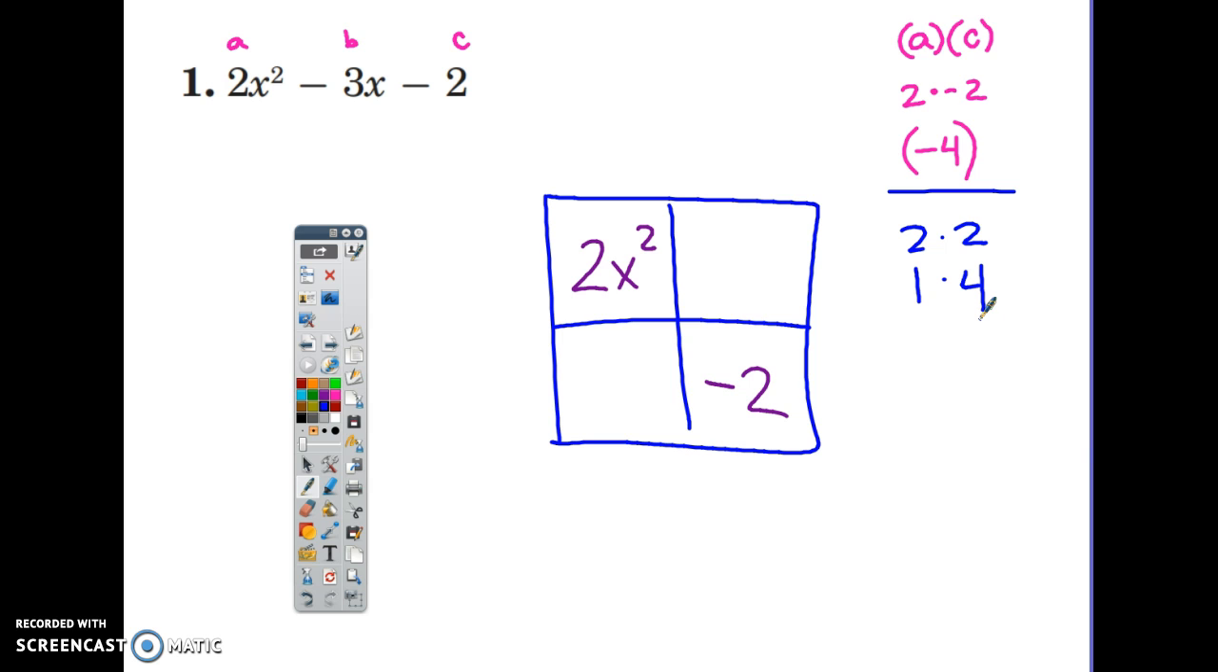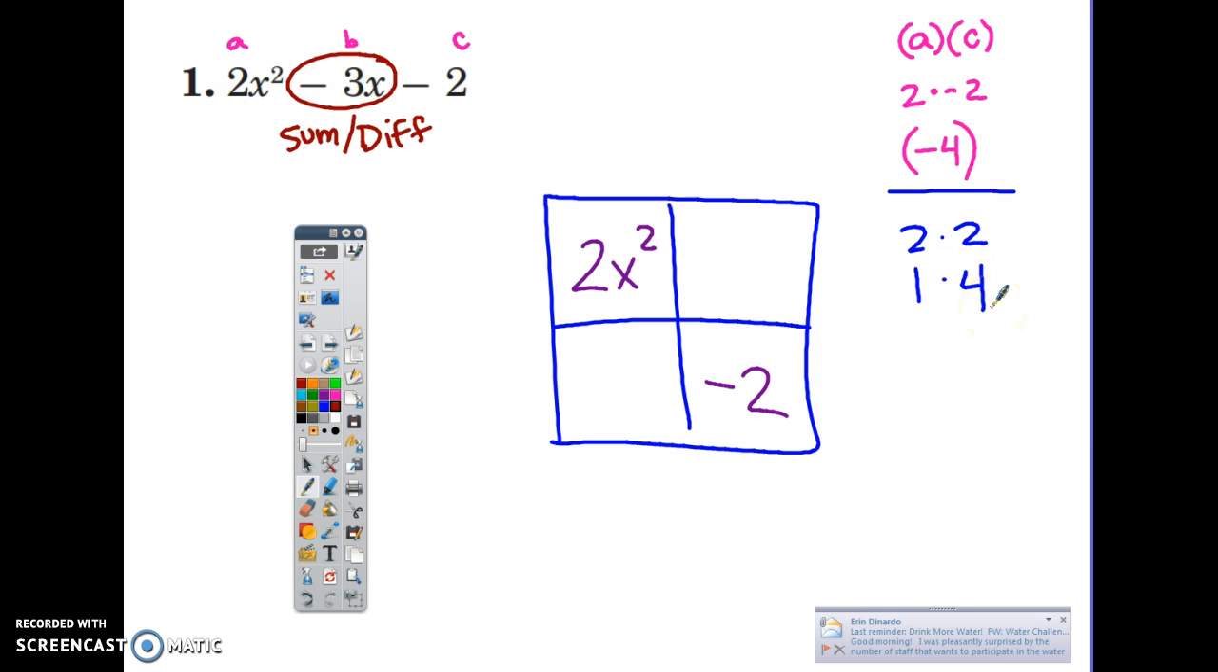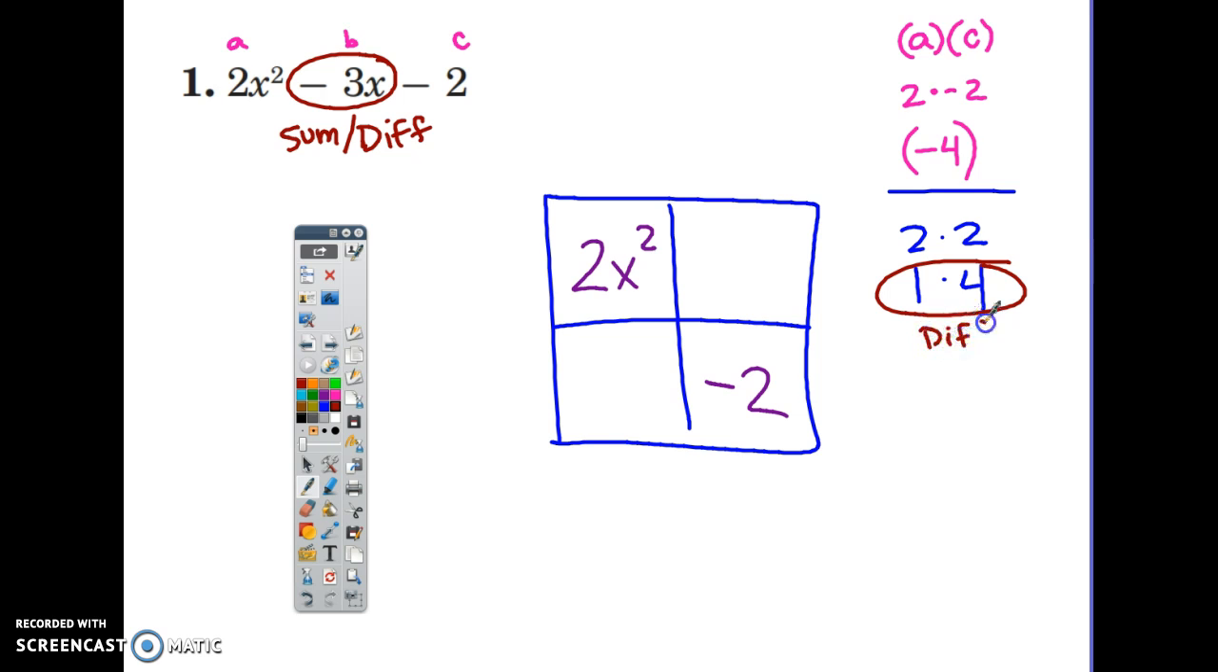You're still going to ask yourself the same question. Which one of these gives me a sum or a difference of the B? No, A and C are multiplied, and then we find a sum or a difference of B. So B is negative 3. Which one of these gives you a sum or a difference of 3? 1 and 4. If you subtract them, that means if I take the difference of 1 and 4, that'll give me 3. That means one of them is going to be positive, one of them is going to be negative.